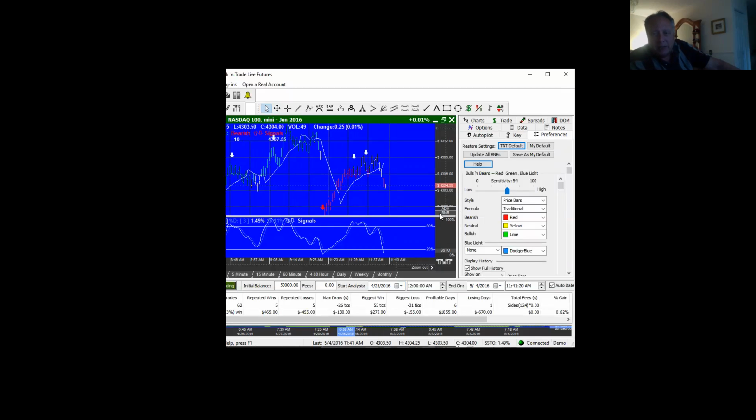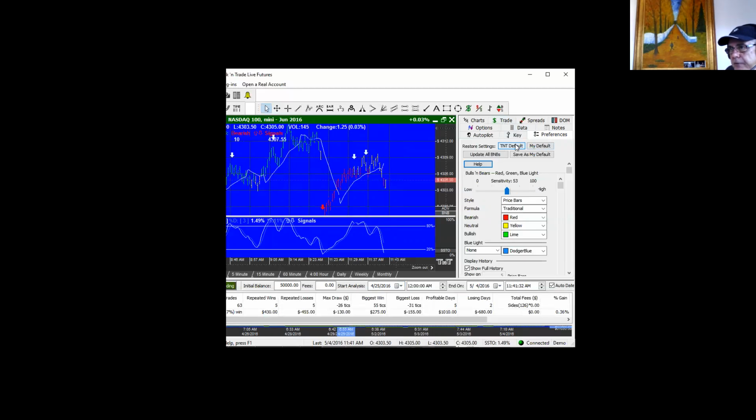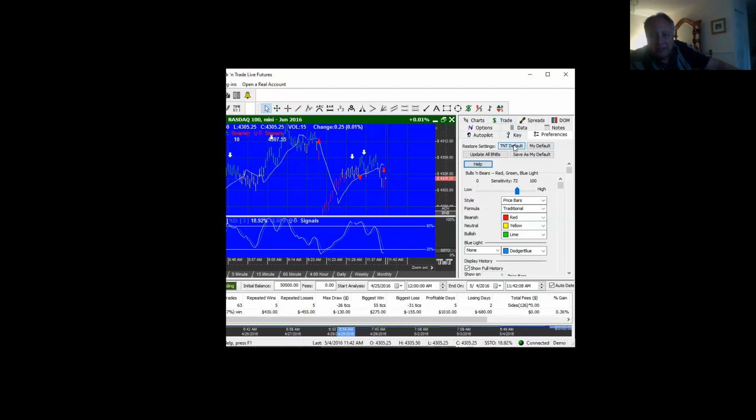So now what you have is the preferences of the B&B. See them there? It says traditional. And you also can see your sensitivity at 54. That's what you guys were playing with. You can pull that back and forth. If you go up and hit TNT default, it should take you back to 72. Go up to the top there, hit that button. Yeah, there you go. Hit it.